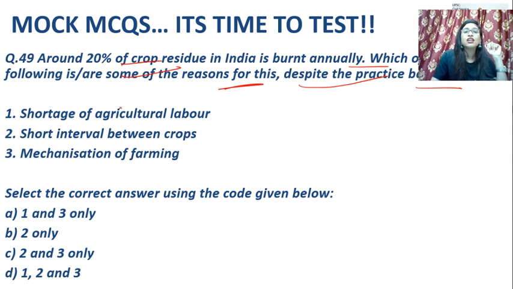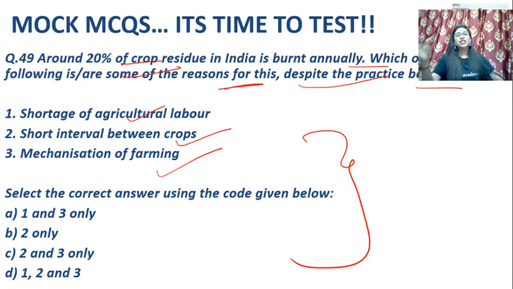Option number 1 says shortage of agricultural labor. 2 says short interval between crops. 3 says mechanization of farming. Think and give the right answers. Option A says 1 and 3, B says 2, C says 2 and 3, and D says 1, 2 and 3.